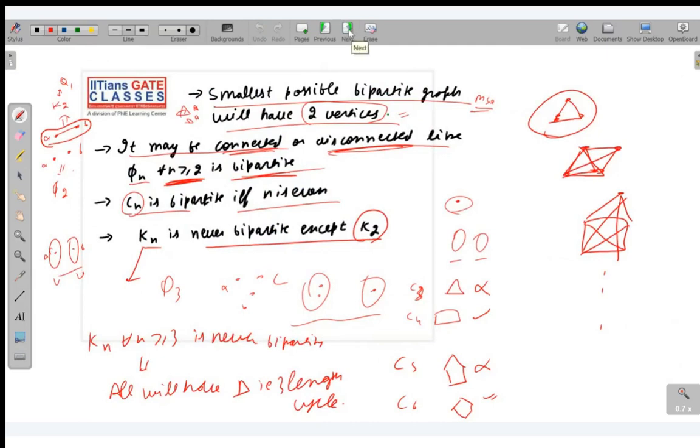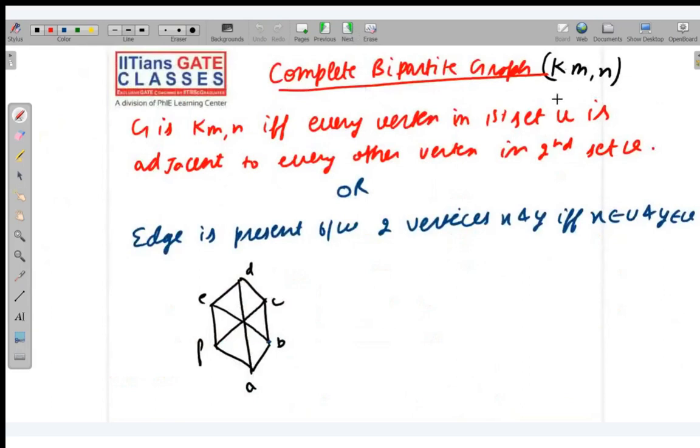Okay. Next is the complete bipartite graph. It is represented by Kmn. Kn is the complete graph of n vertices, and the complete bipartite graph is represented by Kmn. Why Kmn? m for the first set, n for the next set. So here m vertices and here n vertices. So G is Kmn if and only if every vertex in the first set U is adjacent to every vertex in the second set V.